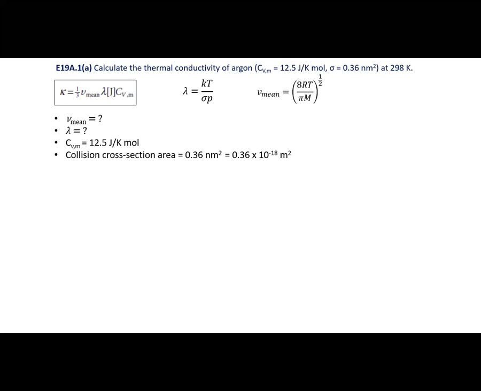So calculate the thermal conductivity of argon whose molar heat capacity at constant volume is 12.5 joule per Kelvin per mole, and that the collision cross section sigma is equal to 0.36 nanometer square at 298 Kelvin. So whenever a question is given, write down what is given and what we have to find.